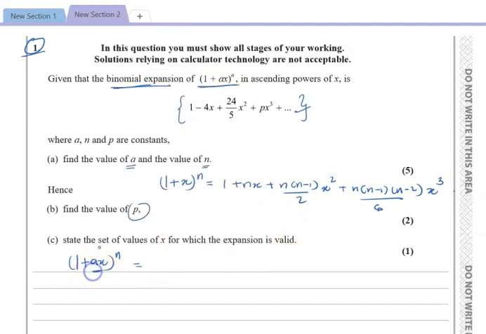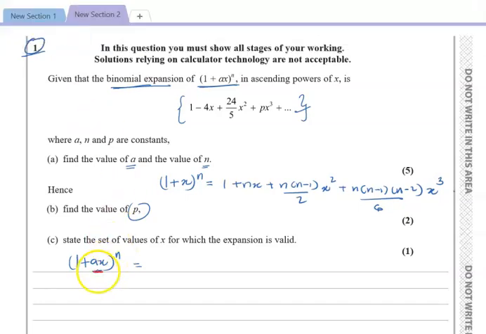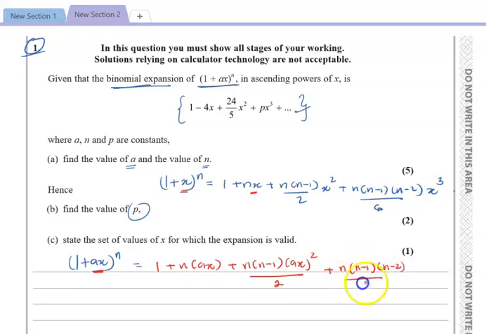When we do that, all we are going to do is replace the x in our expansion with ax. That means we have 1 plus nx, our x is now ax, plus n into n minus 1, our x is ax, squared, over 2, plus n into n minus 1, n minus 2, over 6 into ax to the power of 3. That's our expansion.